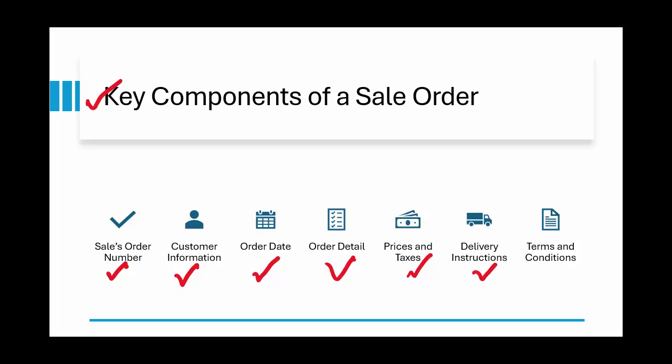6. Delivery instructions, specific delivery date, location, and any special handling instructions. 7. Terms and conditions, may include payment terms, return policies, and warranties if applicable. Once the sales order is created, it acts as a binding agreement, meaning that the seller is responsible for providing the products or services as described.